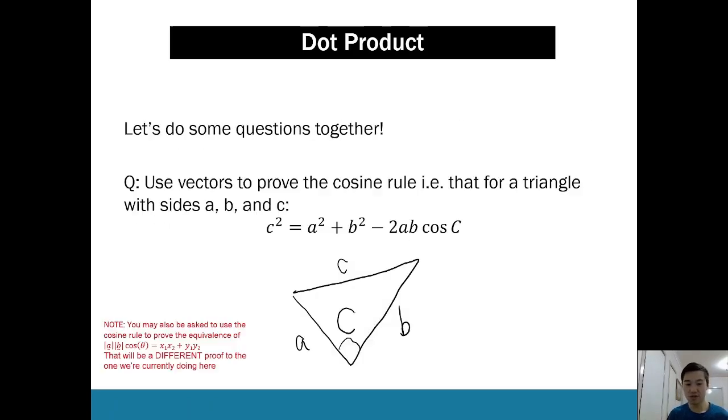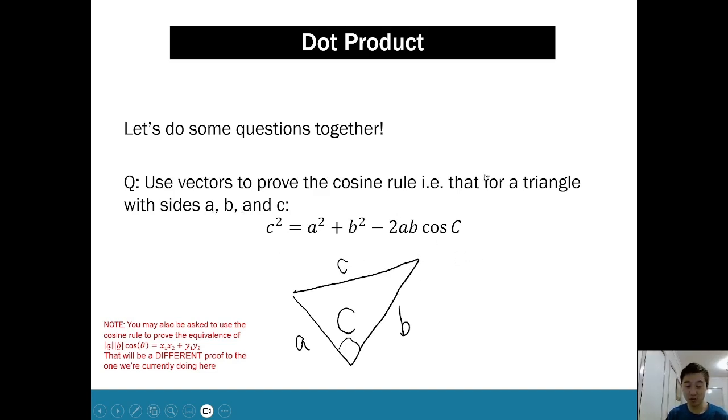So let's do some questions together to put that into practice. Our first question is, we want to use vectors to prove the cosine rule. So we want to show that for a triangle with sides a, b, and c, that c squared equals a squared plus b squared minus 2ab cos C.